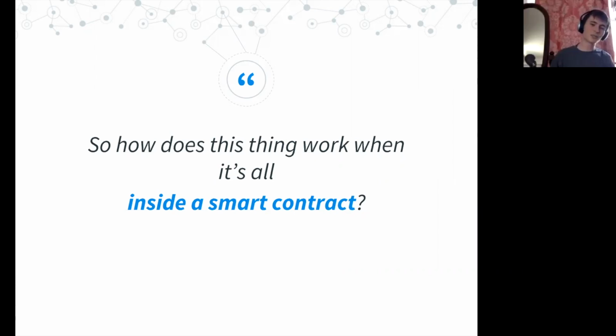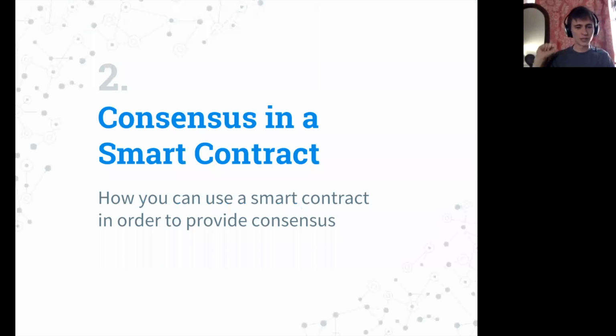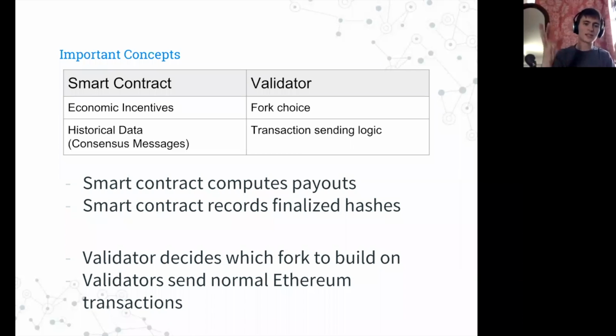Awesome. So this is the other side, which is how this works within a smart contract. This is a little shorter; the Casper protocol is a little dense. So consensus in a contract: how are we doing this Casper contract thing? Well, this is the general separation of concerns. You have the smart contract, which provides the economic incentives, and it holds the historical data, aka the consensus messages. The validators have the fork choice logic.